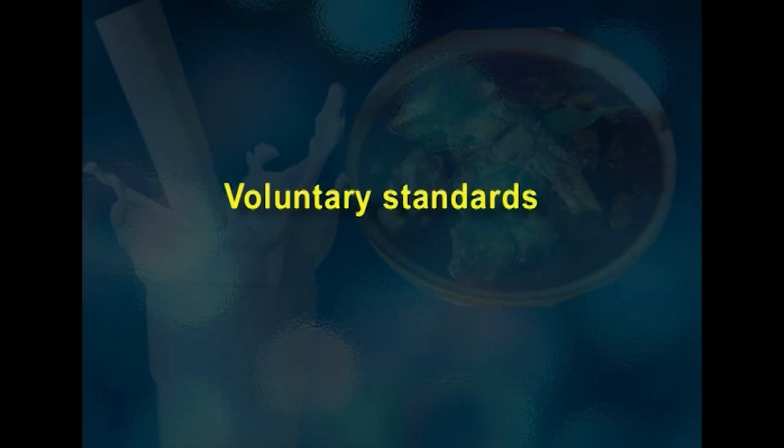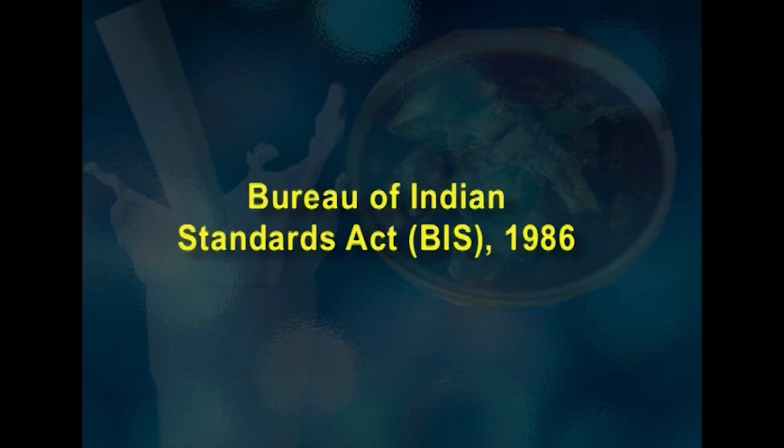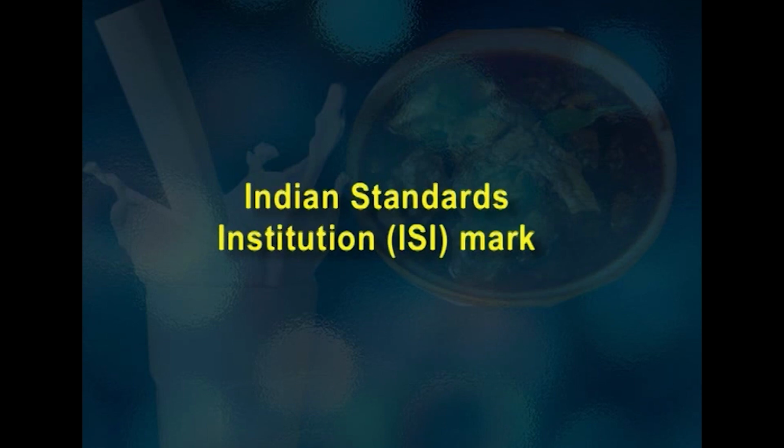Now we discuss the second category, voluntary standards. Under voluntary standards, the most important is BIS. It is called the Bureau of Indian Standards Act. It was enforced in 1986. Previously, we called it the Indian Standards Institution. We can see in most of the products the ISI mark. This will ensure the safety, performance and reliability of the product.